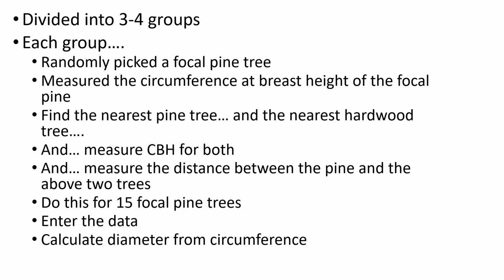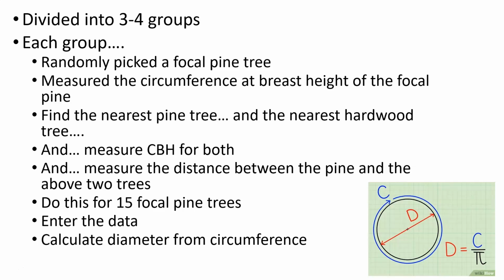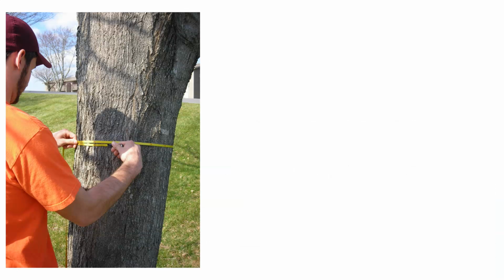And ultimately, from the circumference at breast height, we calculate the diameter at breast height. And you know the formula, right? D equals C divided by pi. D, the diameter, equals C, the circumference, divided by 3.1444, right? Well, that's very simply the method we involve. This used to be a very fun activity to do in the field. So this is how you measure the circumference at breast height.